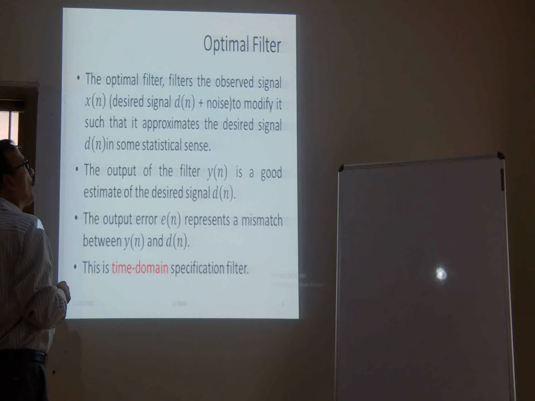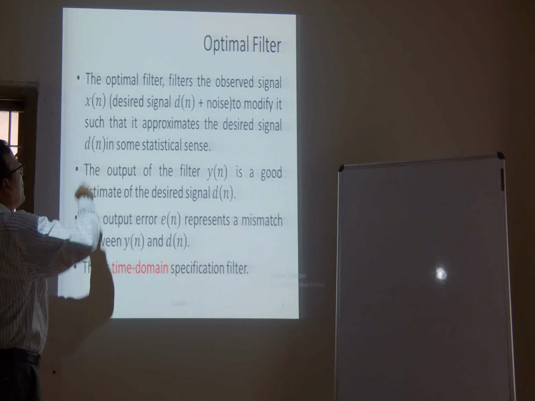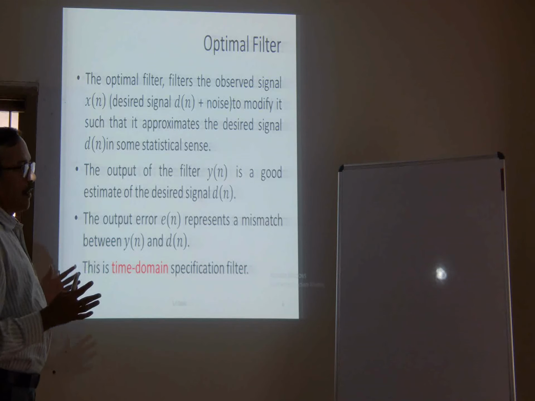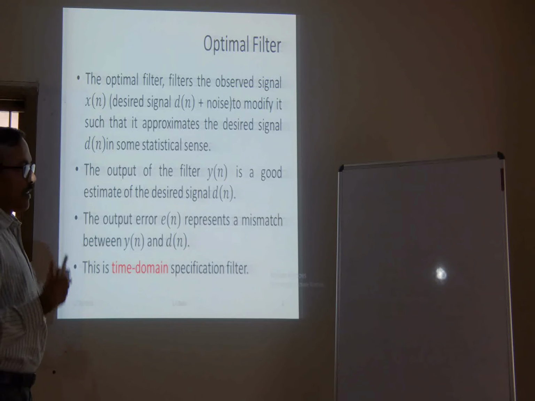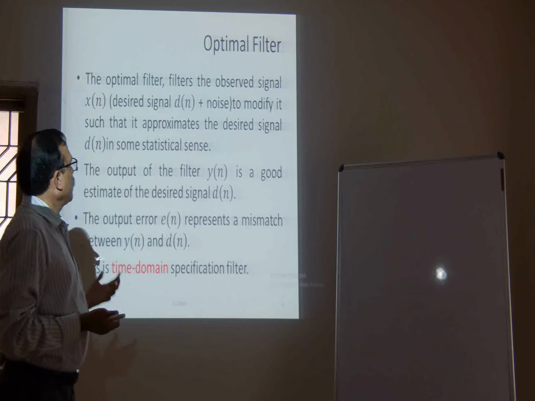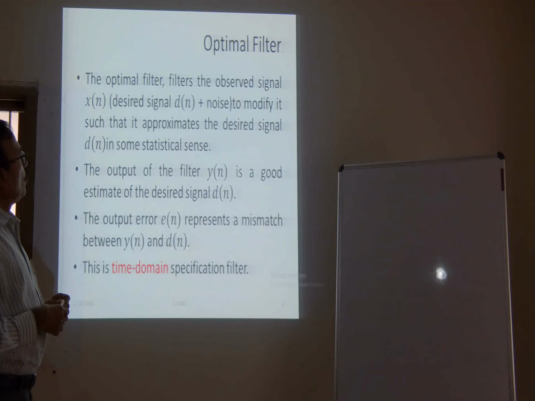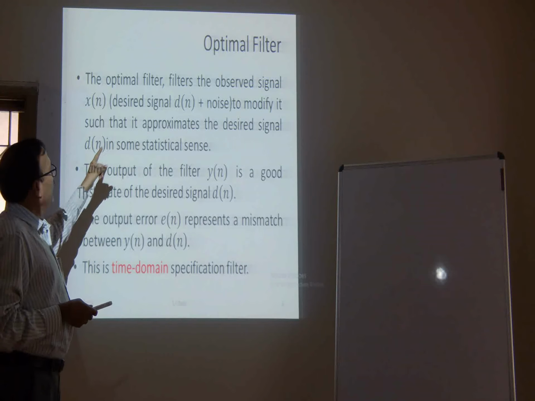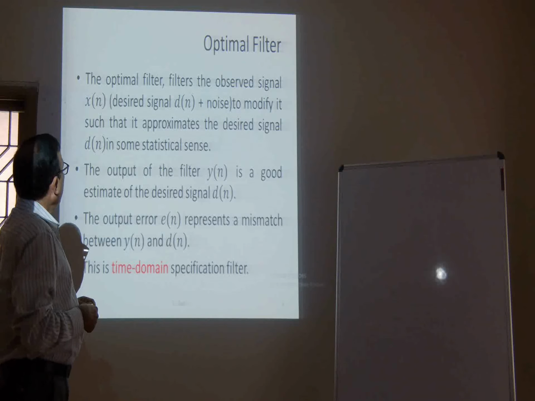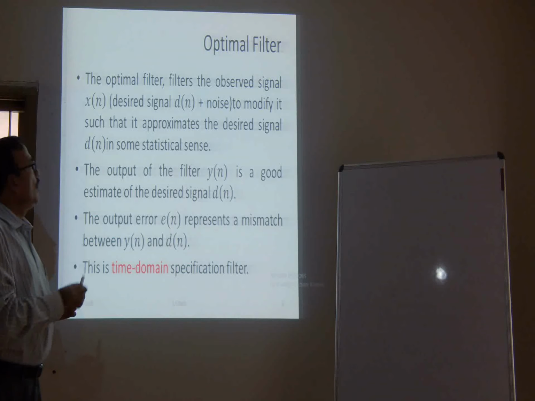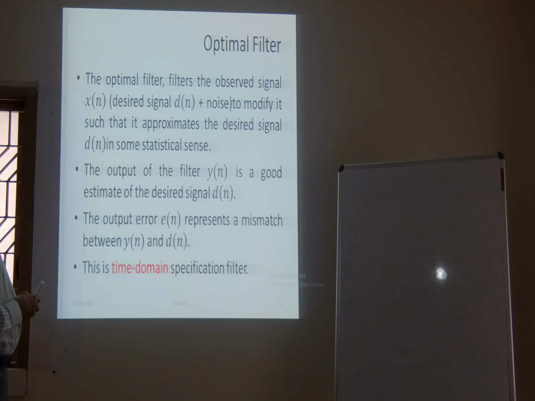Now we come to the optimal filter. The optimal filter filters the observed signal x[n]. It is the observed signal because it is the received signal, it contains signal and noise. So x[n] is the desired signal d[n] plus noise, modified such that it approximates the desired signal d[n] in some statistical sense. We will see what is the statistical sense. So we will come to the Wiener filter.